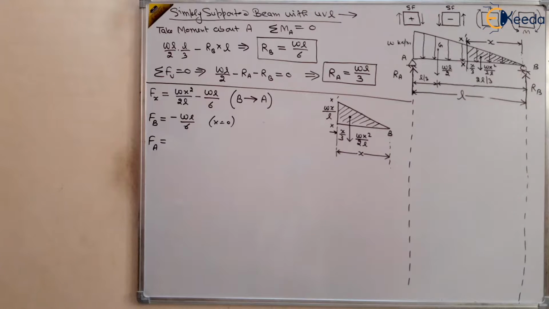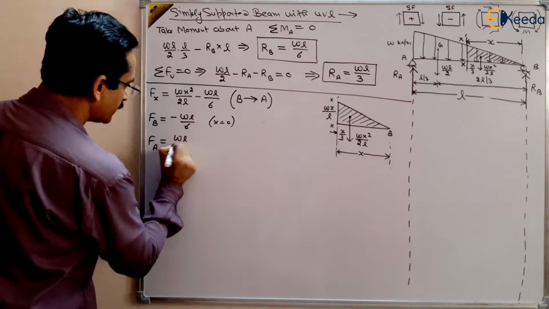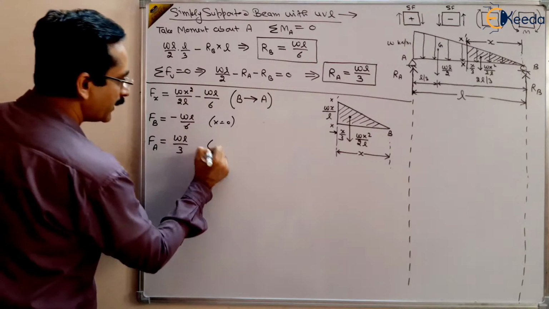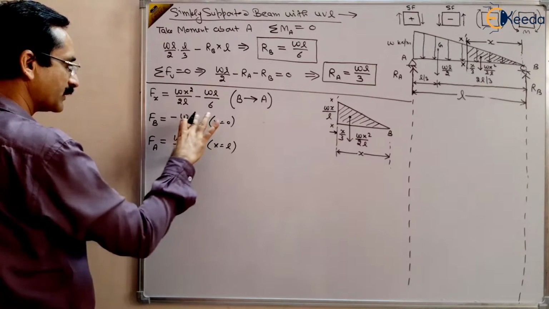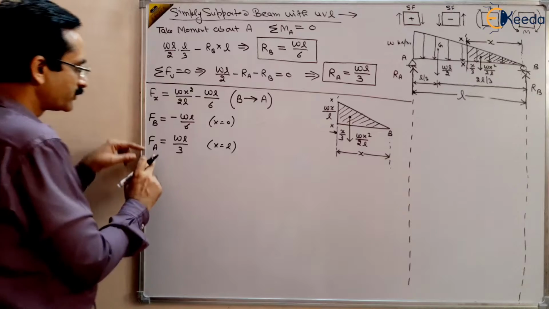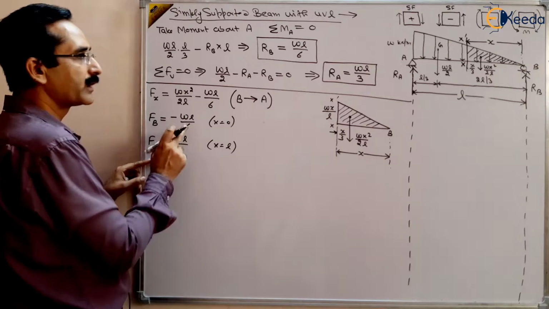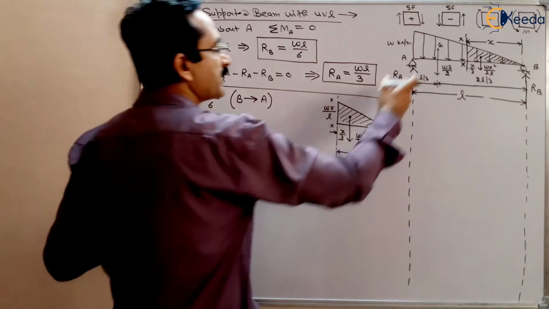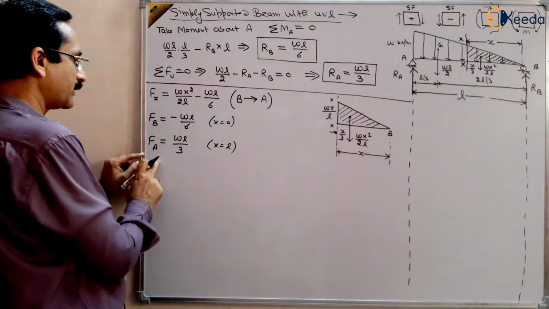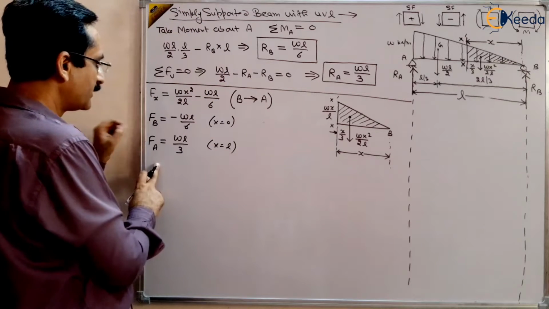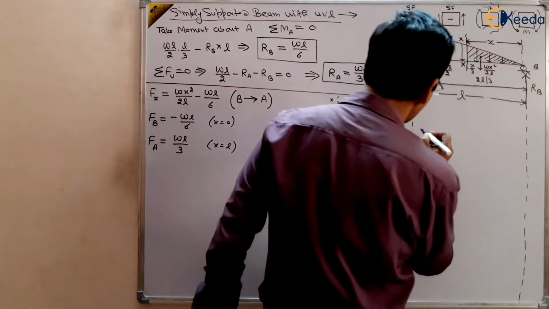So you will get WL by 3, positive value. Solve it and you will get the value at x equal to L. Put x equal to L in this equation and you will get these values, FB and FA. You see here, FA is greater than FB, and it is obvious because the reaction is higher here, the load is higher here. That's why shear force is higher at point A and lower at point B. It is positive and it is negative. So you can draw the diagram now.